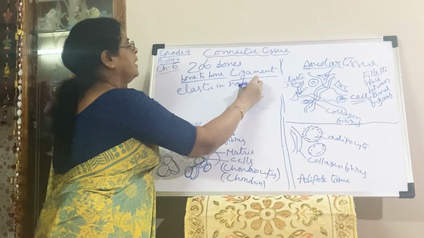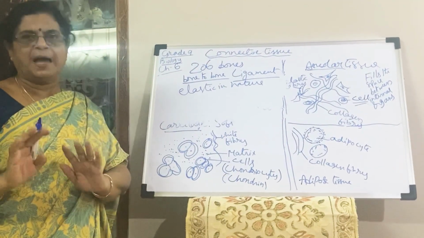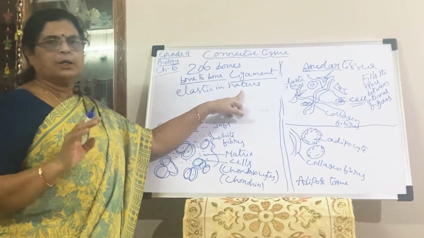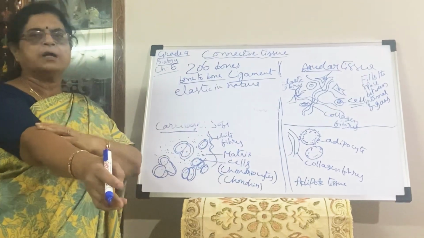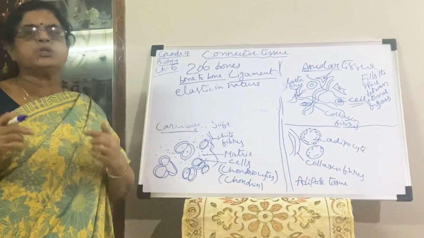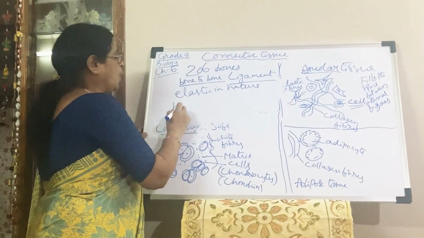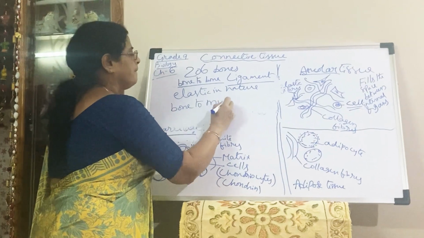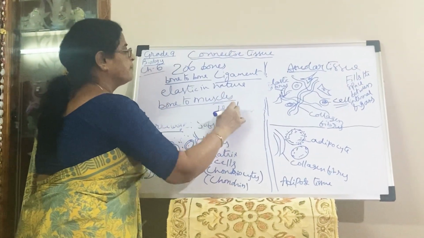Elastic in nature, but it does not have considerable strength. Ligament is the connection between bone and bone; the ligament fibers connect each and every bone of our body. Again, the connection between bone and muscles is called the tendon.